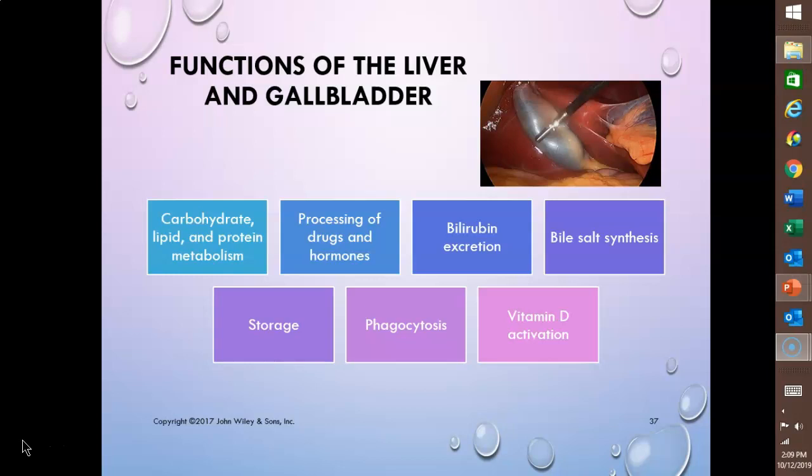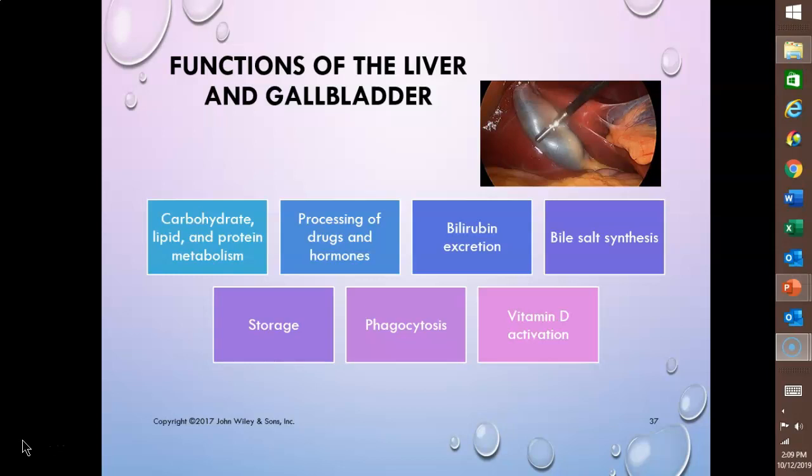If you remember when we talked about red blood cells and how they're broken down, that's going to create free iron and globin and bilirubin. The bilirubin is secreted into the bile and is eventually broken down in the intestine.